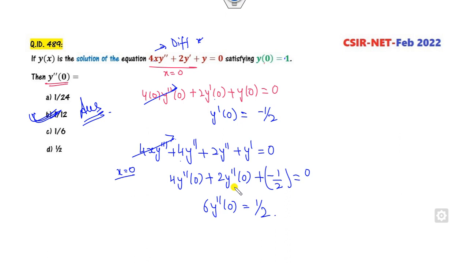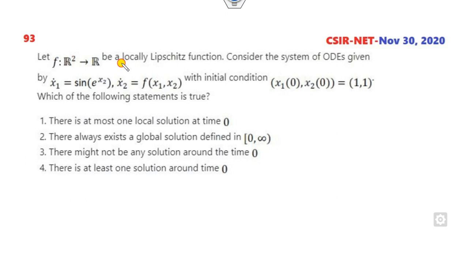Okay, so this is a recent year question. F is a locally Lipschitz condition. Fine. Okay, so what is the meaning of that? Okay, find this. Consider the ordinary differential equation. One solution is given to you. Which of the following statements has at most one solution? And look at that, it might not be there. So it means one solution is given to you, no solution does not exist.